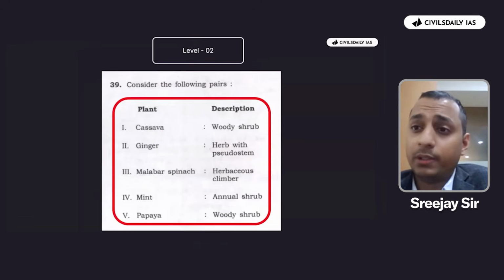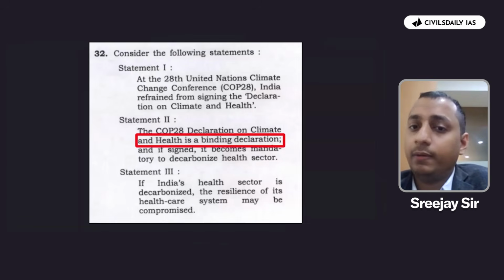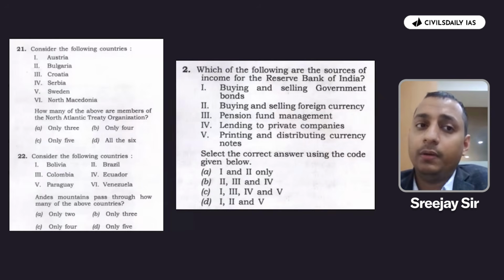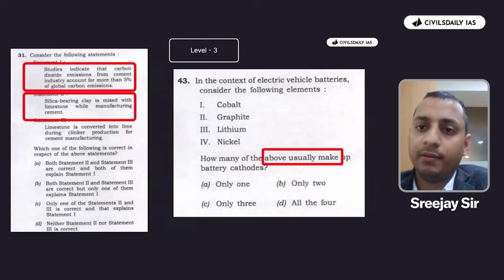Level 2, we go with the patterns. 5/3, binding declaration. Are declarations binding? No. 4/2: when four big statements come, all four will not be the answer. It will be only three. 6/4, 6/4, 5/3, going with the patterns.